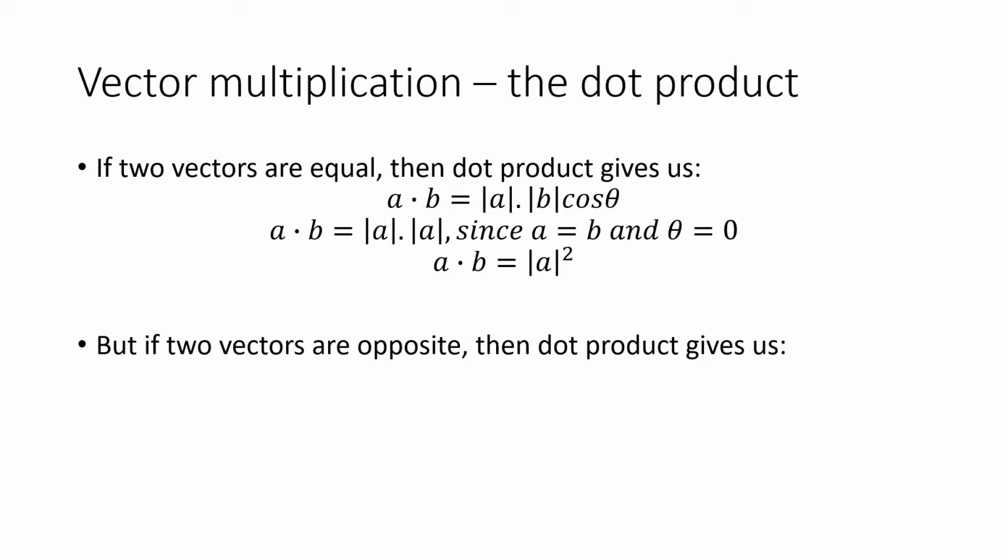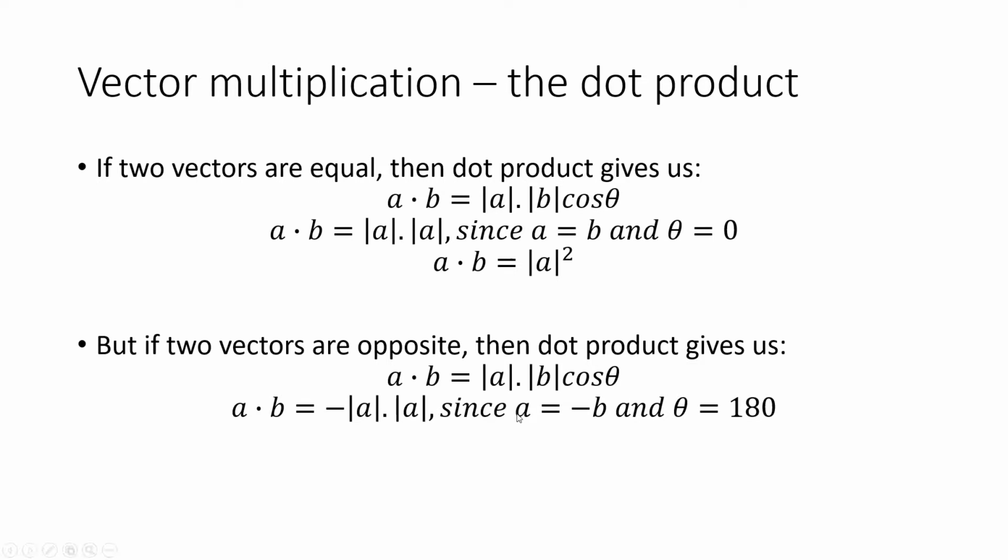But if two vectors are opposite, then the dot product looks like this, same formula to start with. But if A is equal to minus B, well, this magnitude is an absolute value, so that minus kind of disappears. But theta being 180 gives us minus 1, so that's where that minus sign comes from. So A dot B is minus magnitude of A squared if two vectors are opposite.